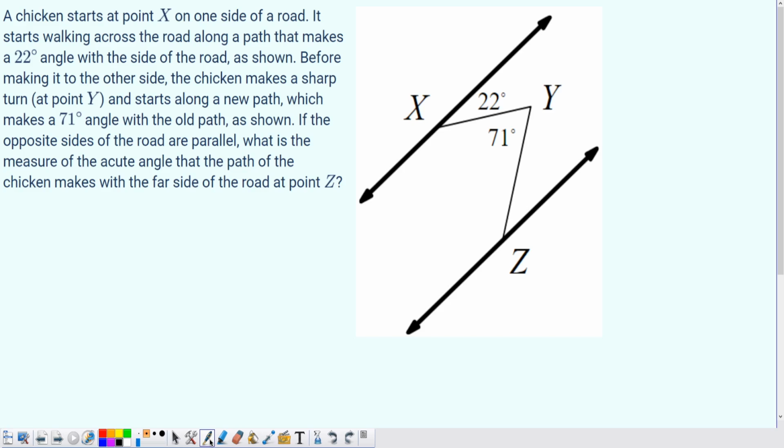So, what this question is asking is, let's break down what it is asking for first. What is the measure of the acute angle? Acute typically just means smaller. The smaller angle that the path of the chicken makes with the far side of the road at point Z. So, that acute angle on the path on the far side of the road, the acute angle being this one right there.